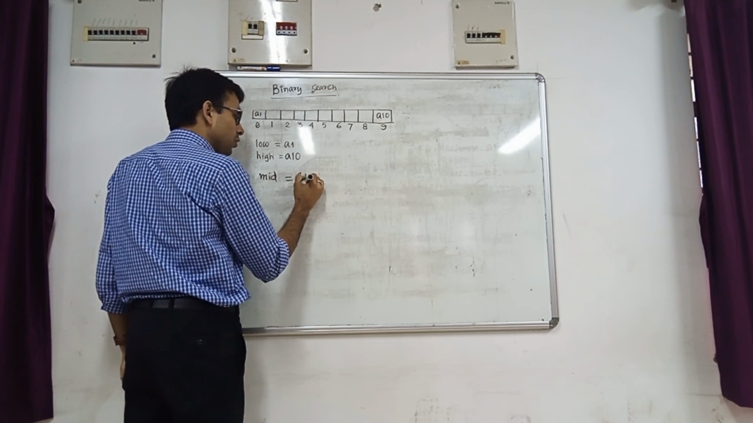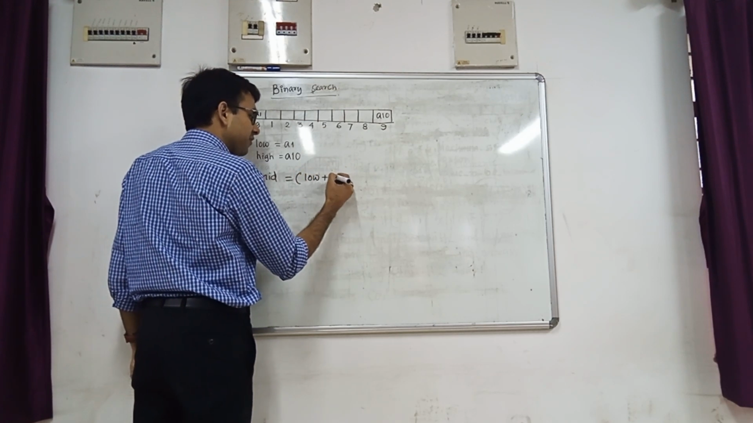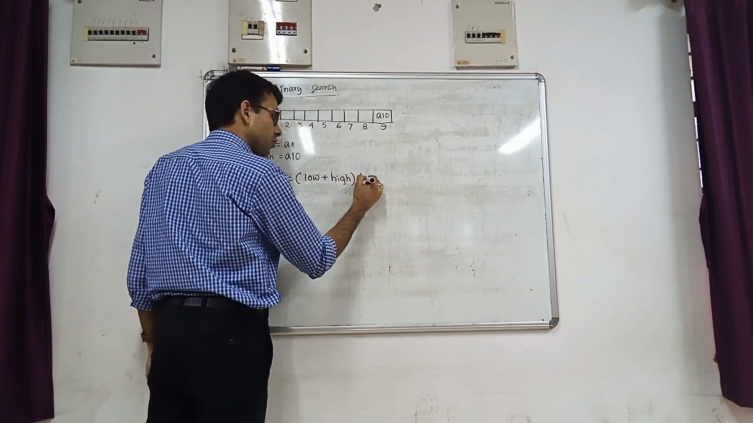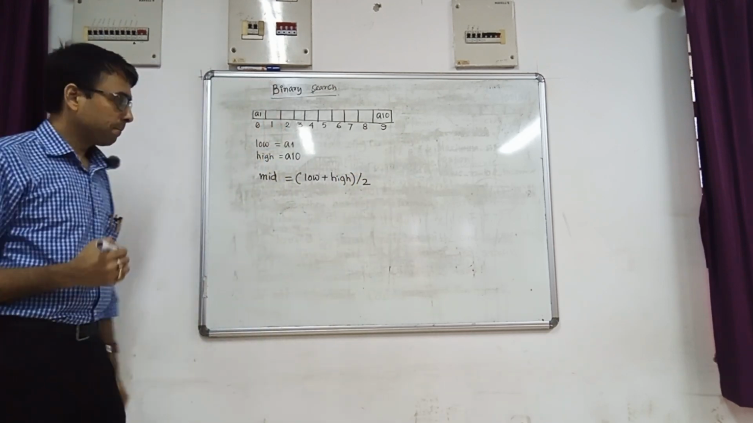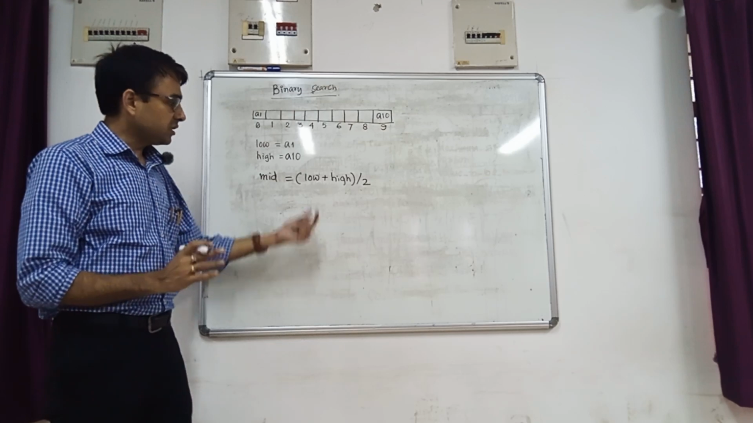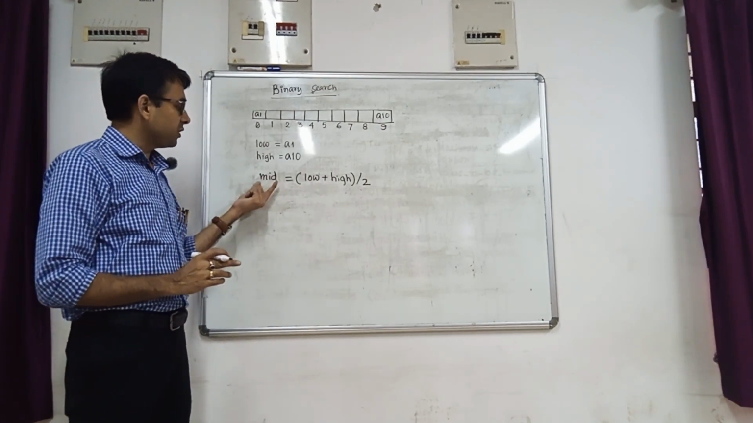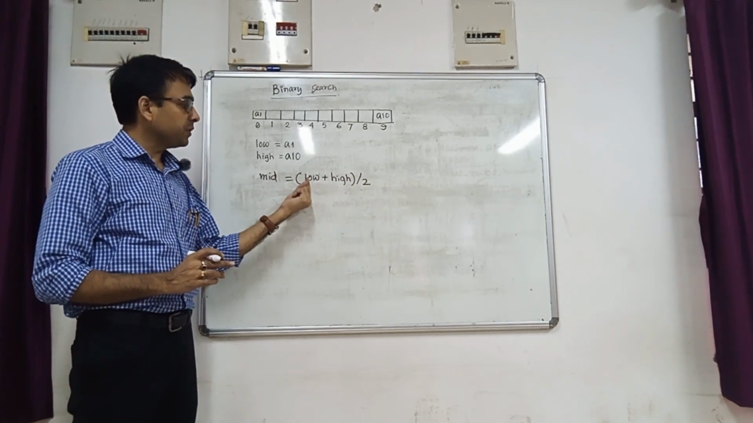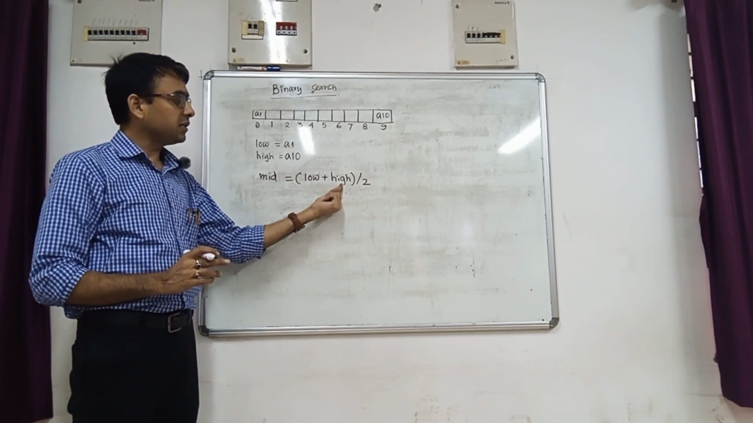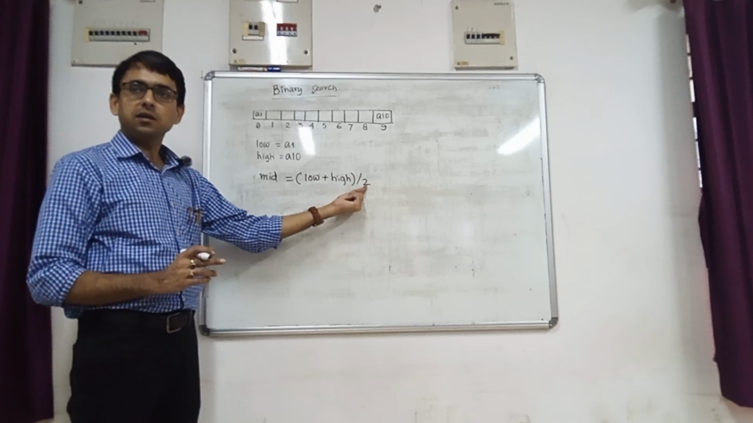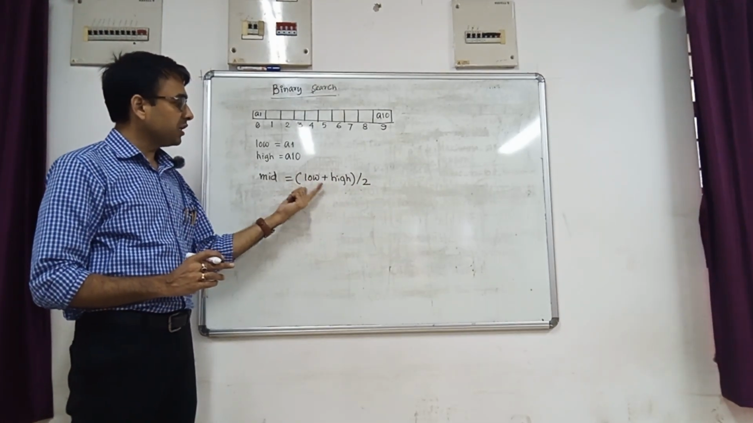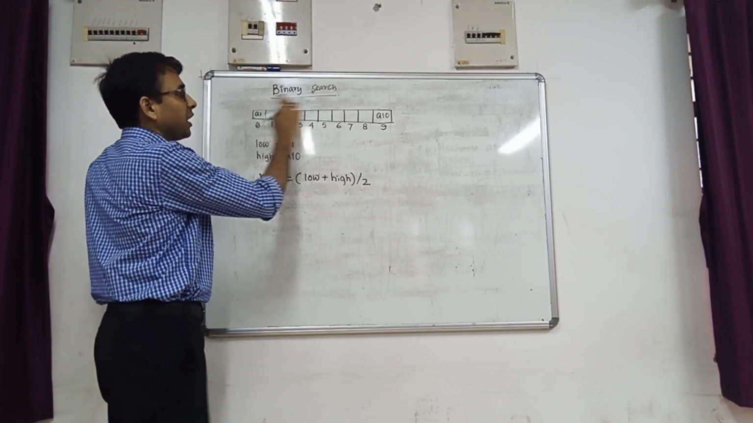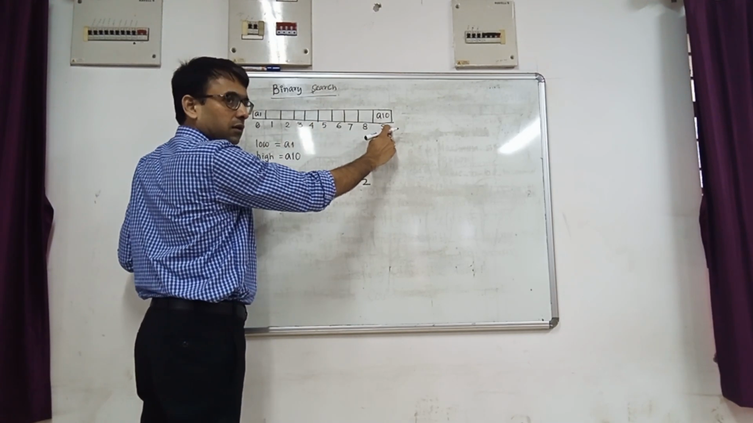mid is equal to the average of low and high. Okay, so this is integer division, so it will be accordingly, because it cannot be a fraction. This operation is on integers low and high, so it will give you an integer. Say what is the value of low, say 0, and what is high, 9.